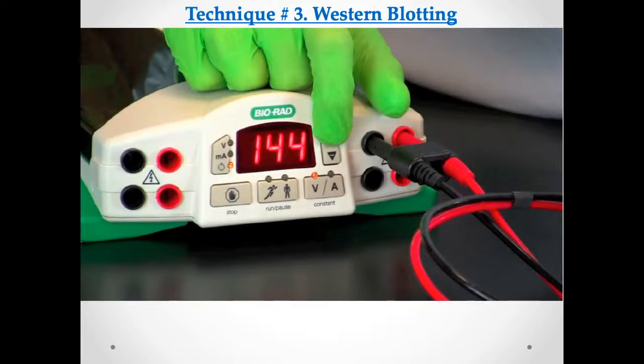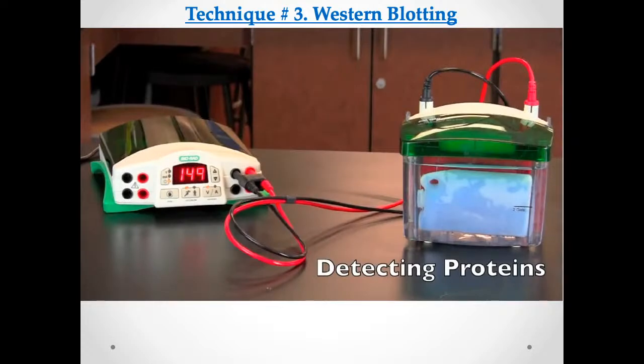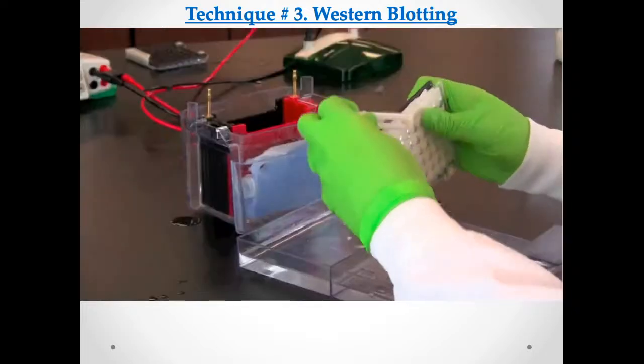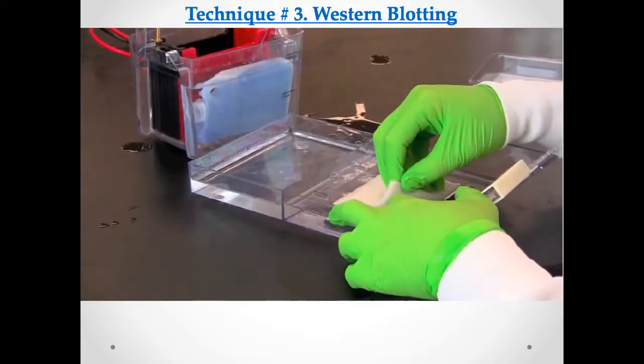When the run is complete, turn off the power supply and disassemble the electrophoresis chamber and remove the inner module. Open the module and place it in a container filled with blotting buffer with the black side down. Starting with the first fiber pad, remove each layer until you reach the nitrocellulose membrane.